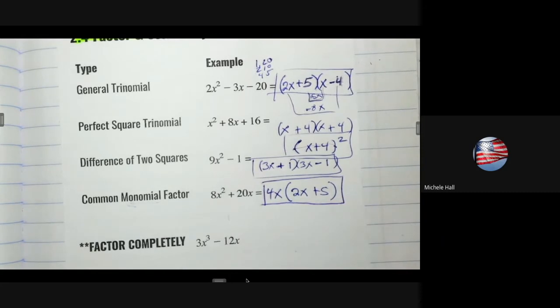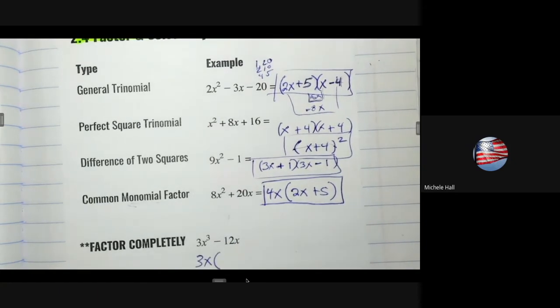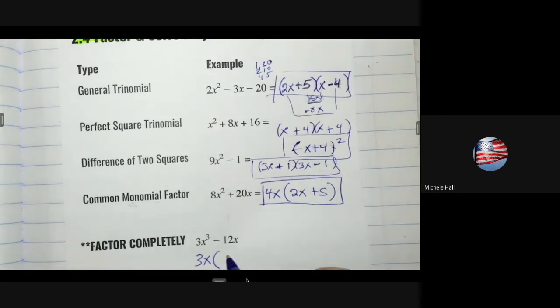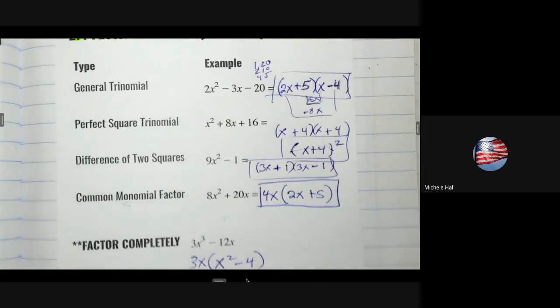Factor completely. Okay, I'm looking at this, and I can see they both have a 3 in common, and they have an x. So I'm going to divide out a 3x. 3x cubed divided by 3x is going to be x squared. And then negative 12x divided by 3x is negative 4. Again, you can just check by distributing that back.